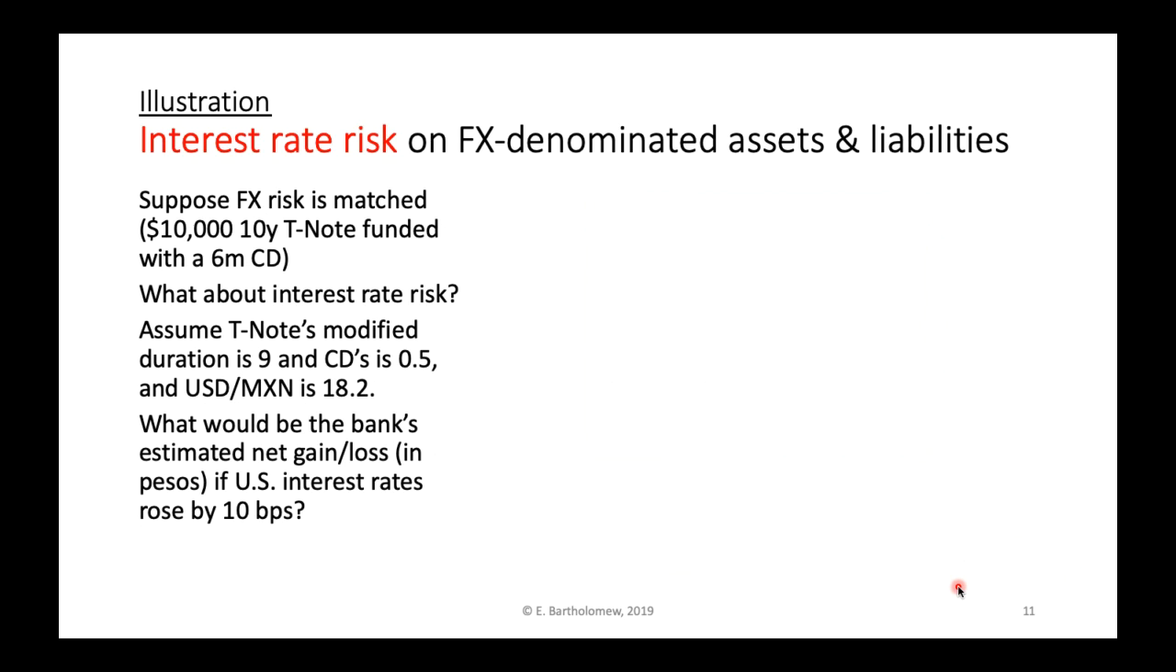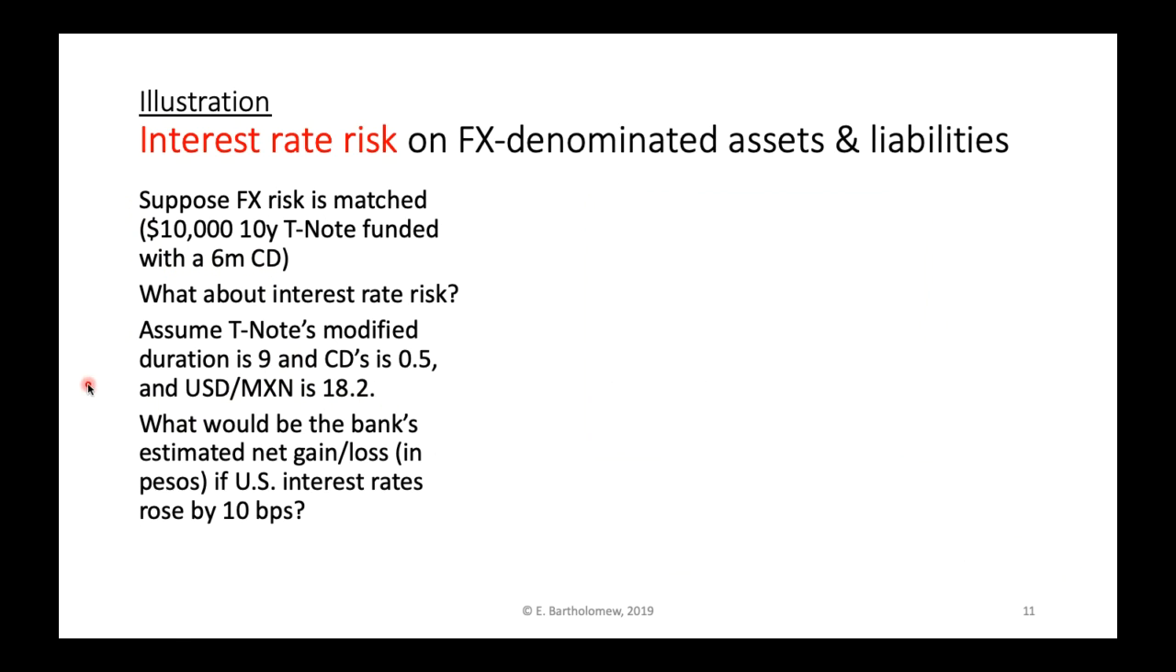Now let's look at interest rate risk on FX denominated assets and liabilities, and let's return to our Mexican bank. And remember, they had the $10,000 invested in the 10-year T-note, match funded with a 6-month CD. So they had no FX exposure. But what about their interest rate risk? So let's assume that the T-notes have a modified duration of 9 and the CD has a modified duration of 0.5. And let's assume the exchange rate is 18.2, where we left it.